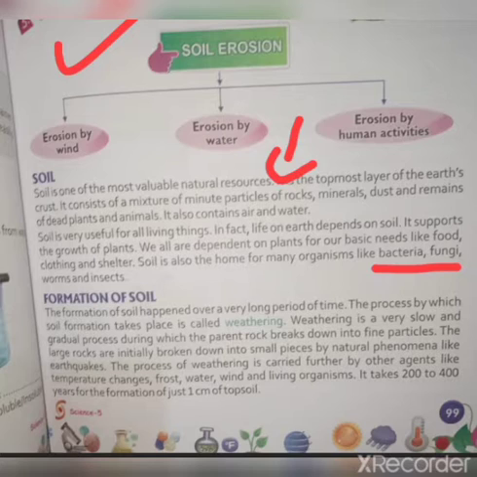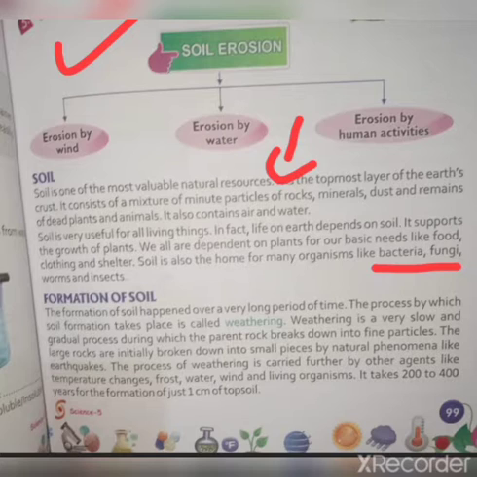Next, formation of soil. This is very important, how soil is formed. The formation of soil happens over a very long period of time. The process by which soil formation takes place is called weathering. Remember the name of the process. What is the process? Weathering.